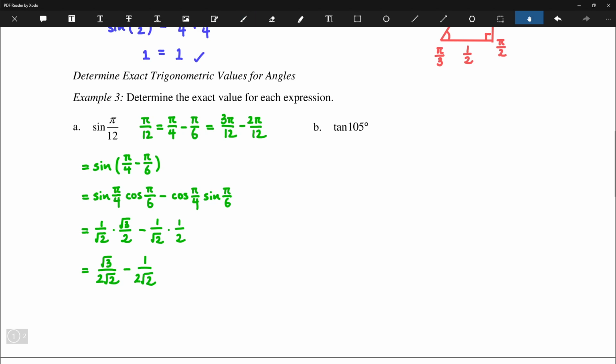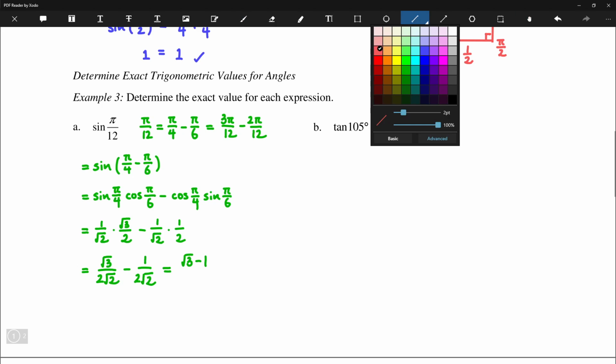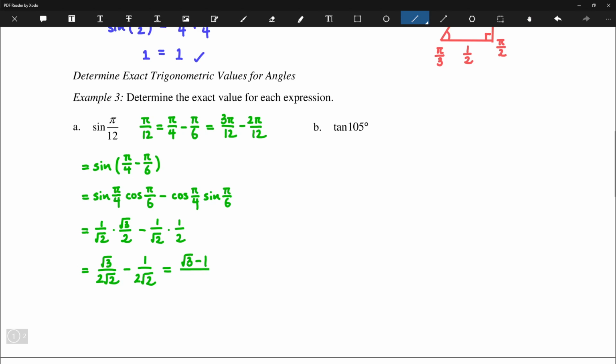And we actually have common denominators already, so we can subtract the numerators. So we have root 3 minus 1 all over 2 root 2. Now, if we were to rationalize the denominator by multiplying each term by root 2, then we can rewrite this as the square root of 6 minus the square root of 2 all over 4. And that's what we get when we're rationalizing the denominator.